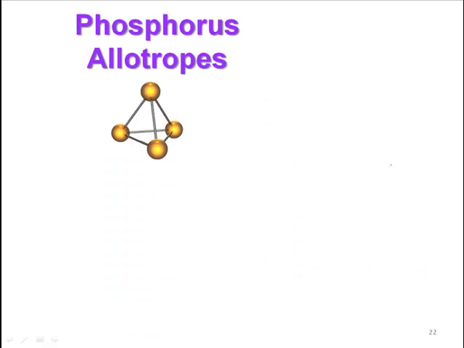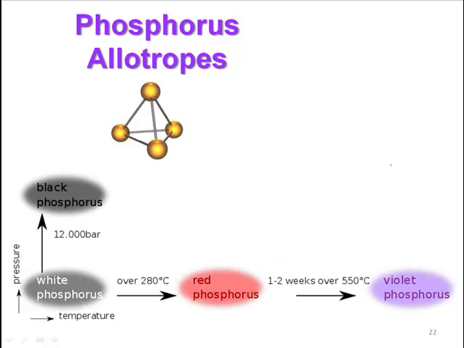Now, phosphorus is another element that has allotropes. For these different allotropes, it's pretty cool, these different materials. If you increase the pressure of white phosphorus, okay, it changes colors into a black phosphorus allotrope. If you increase the temperature of white phosphorus, okay, over 280 degrees Celsius, it turns into red phosphorus. If you heat it for 1 to 2 weeks at 550 degrees Celsius, you get violet phosphorus.